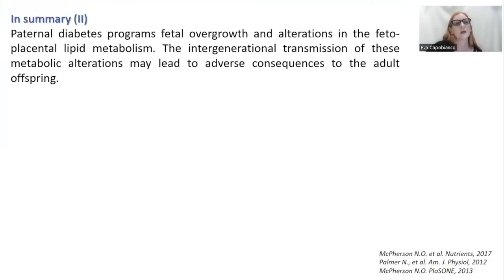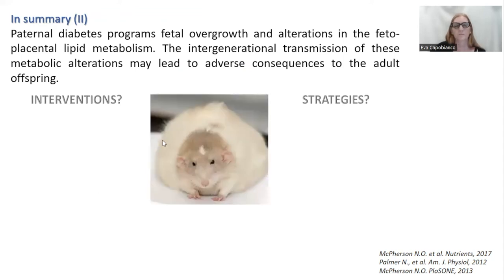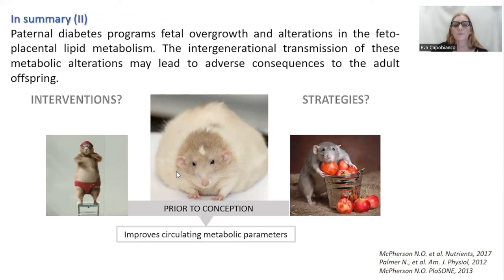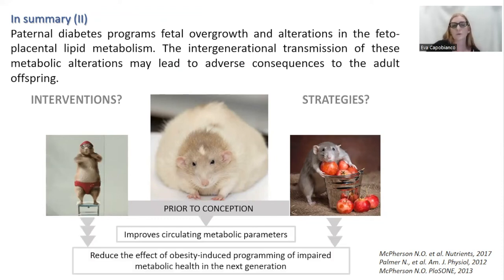So in summary, we say that paternal diabetes programs fetal overgrowth and alterations in the fetal placental lipid metabolism. The intergenerational transmission of these metabolic alterations may lead to adverse consequences to the adult offspring. So we asked for interventions that could be useful, and there are some works that have tested interventions such as exercise and diet prior to conception that improve circulating metabolic parameters and reduce the effect of obesity-induced programming of impaired metabolic health in the next generation.